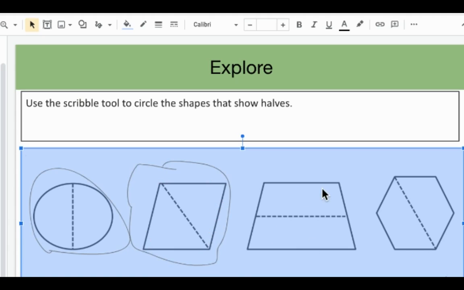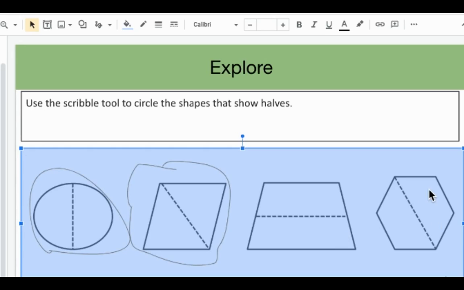Now, what about the trapezoid? What do we think? It has a line going straight across, but is it showing halves? I know when you look at it quickly, you probably said yes. But I'm going to say no to this one because this piece up top looks smaller than the piece on the bottom.